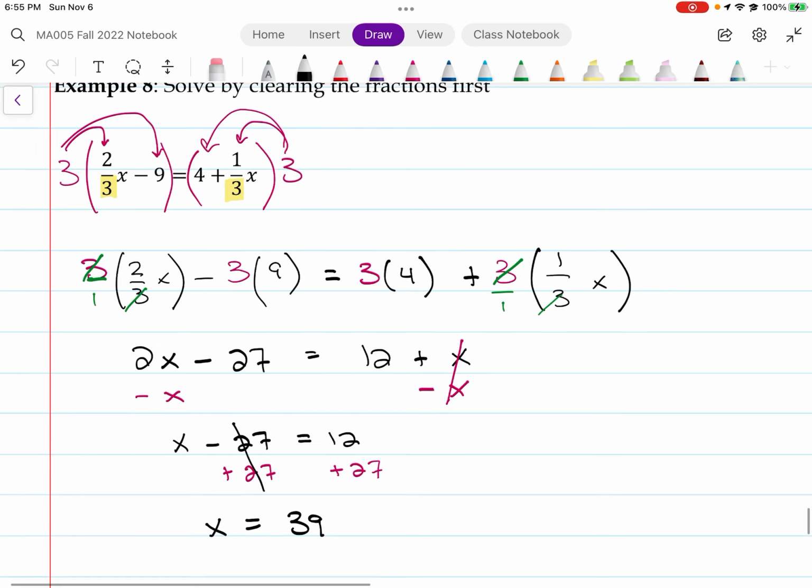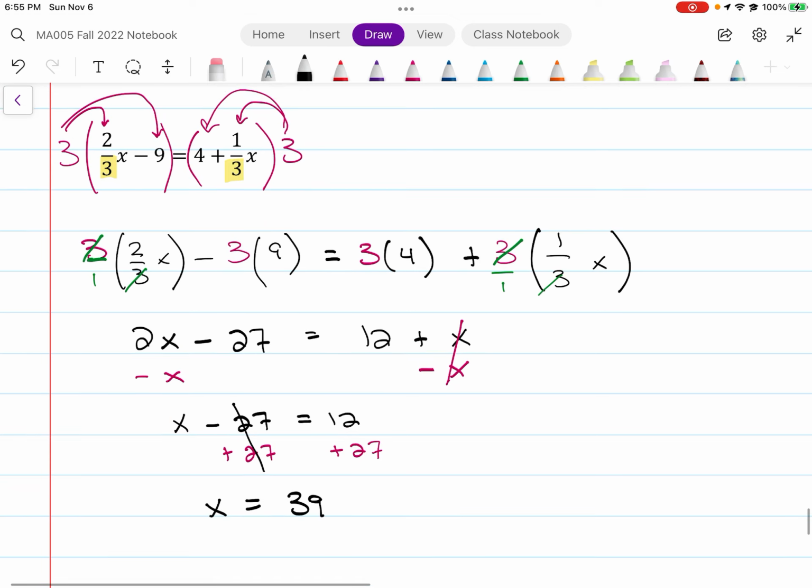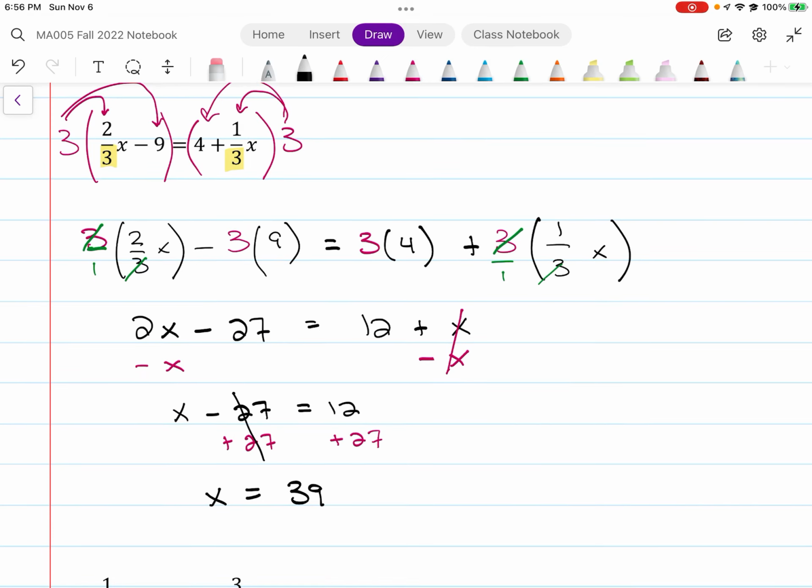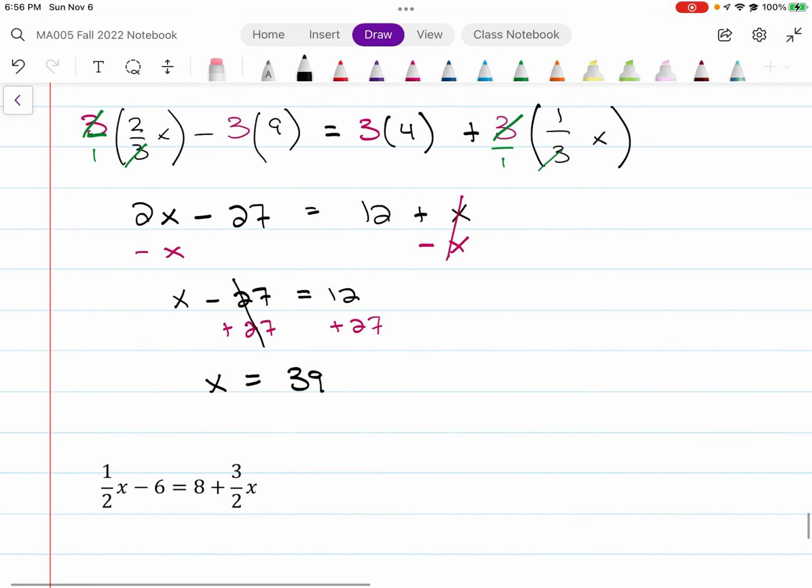Yeah, so hopefully I got that right because my key is wrong. 4 plus 1/3. I'm going to double check. I've got 3 times 4 is 12. I've got 3 times 1/3 x is just x. I've got 3 times 9 is 27, and 3 times 2/3 is 2x. Yep, I think I got it. All right, so moving on.